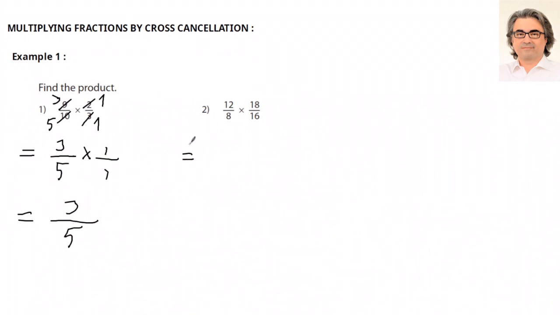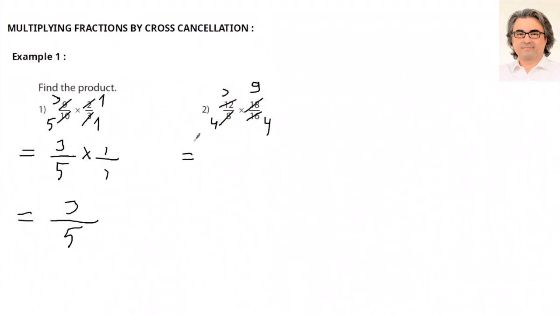What about this? Is there any simplification between numerators and denominators of the fractions? For example, between 12 and 16, they are both divisible by 4. If you divide both of them by 4, for 12 you will get 3. For 16 you will get 4. And what about 18 and 8? Both are divisible by 2. If you divide 18 by 2, you will get 9. If you divide 8 by 2, you will get 4.